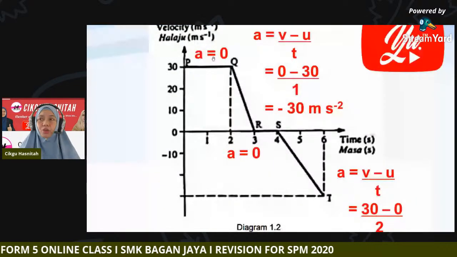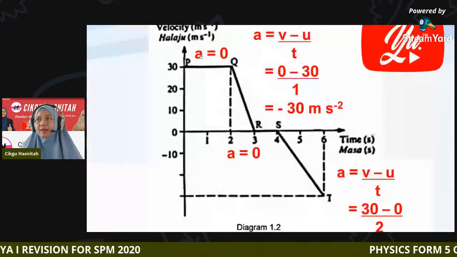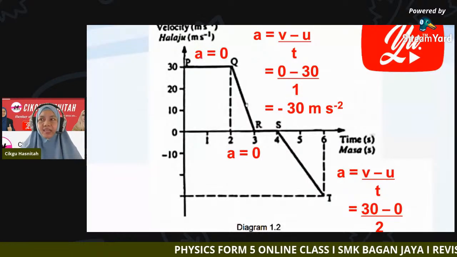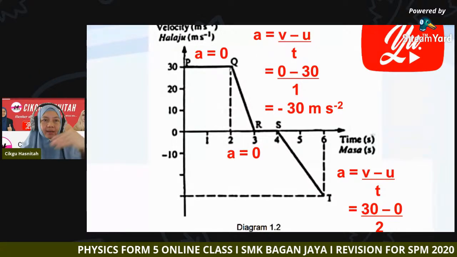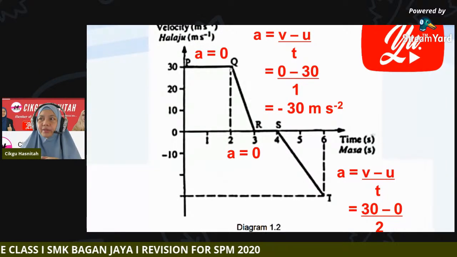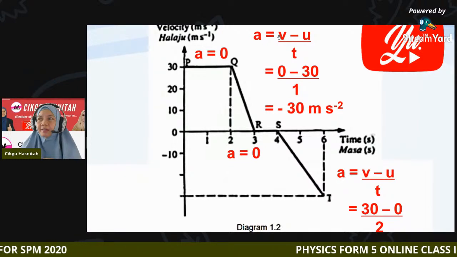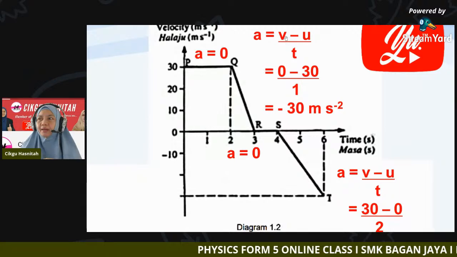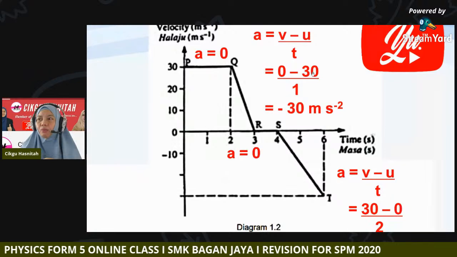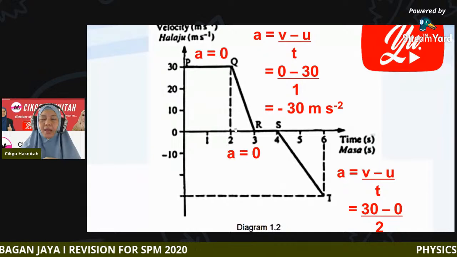So you mark. You find the acceleration for each region first. Okay, and then in QR, what happened to the car? You can see obviously the car is now decelerating, velocity decreases. So this is the value for the deceleration, V minus U divided by T. Okay, V here is 0 at 3 seconds. Initial velocity at Q is 30. The time is 1. So here it decelerates at negative 30 meter per second squared.